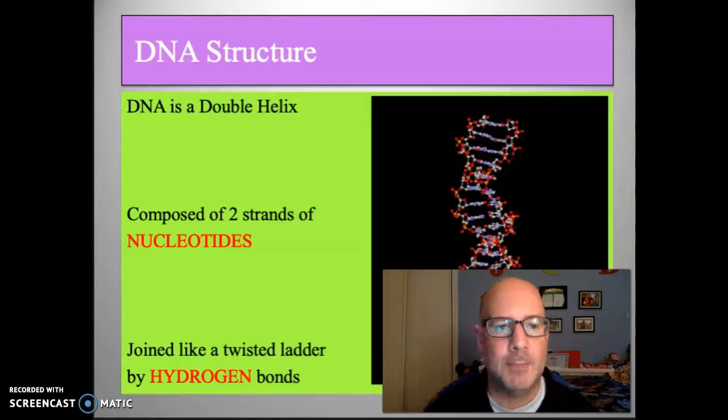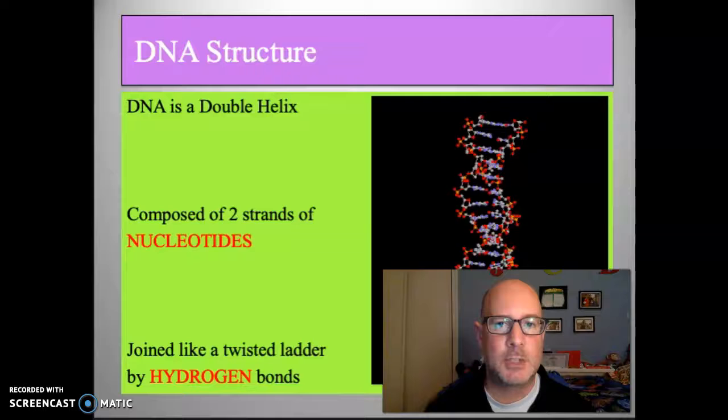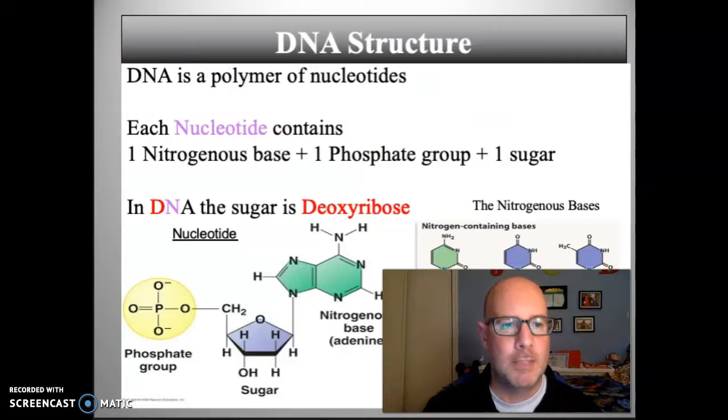So DNA, the shape, it's a double helix. It consists of nucleotides, and this is the first vocabulary word where things get a little confusing. A nucleotide is just a short piece of DNA. Scientists will call this a monomer, and if you look at a nucleotide, you can see it's essentially based on three components, and here it is right here.